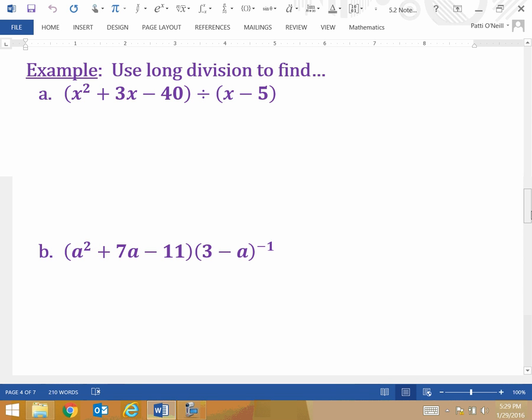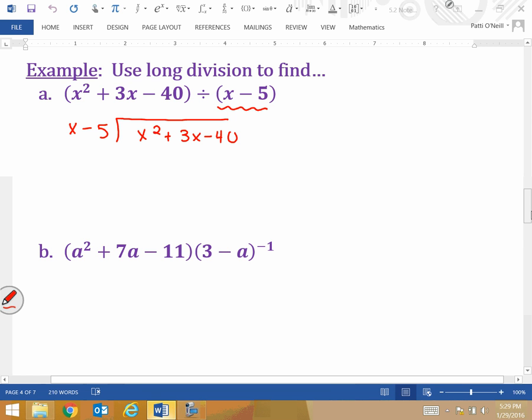So the first thing you need to do is figure out which is your divisor and which is your dividend. The polynomial that comes after the division symbol is going to be your divisor. And the other piece is your dividend. Now you want to make sure that you list all the powers. So we have a squared term, we have a linear term, we have a constant term. If for some reason there was no linear term, like there was no x, I would write x squared plus 0x minus 40 so that there's a placeholder.